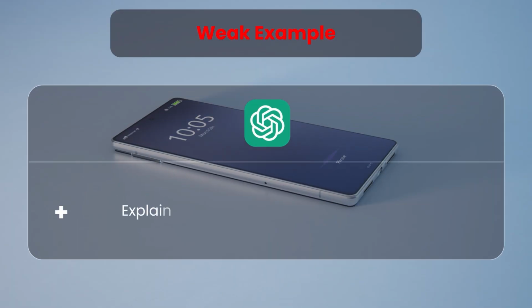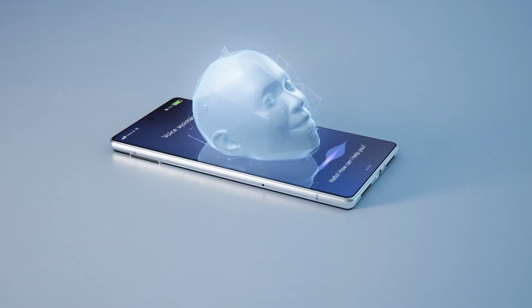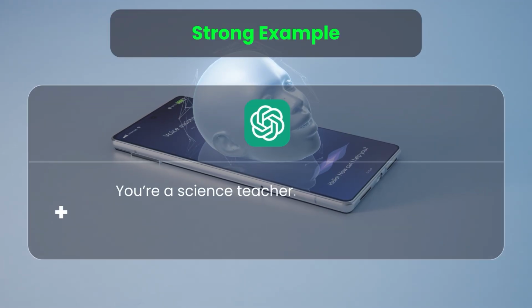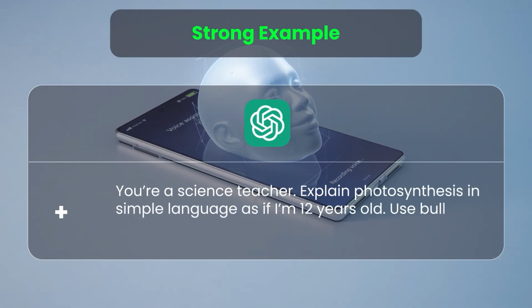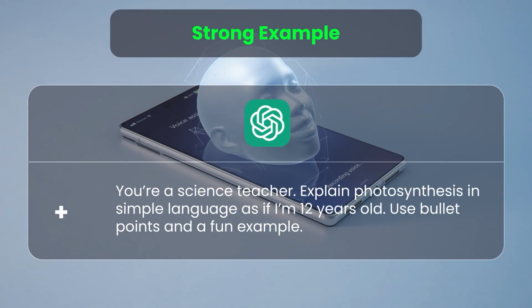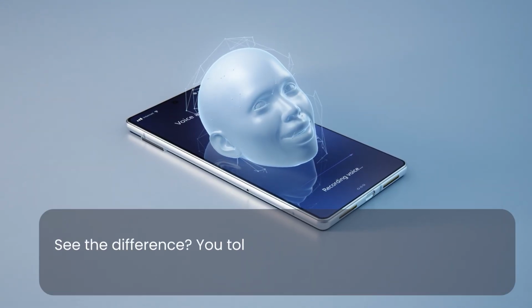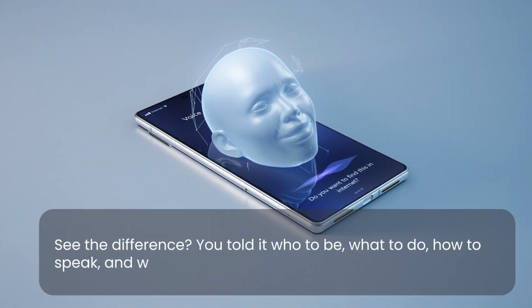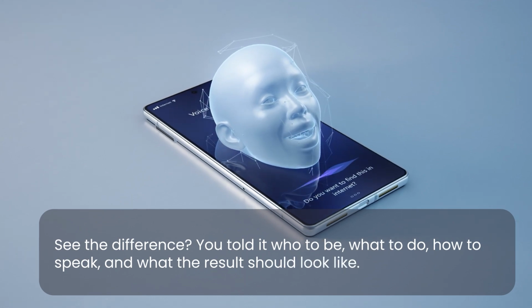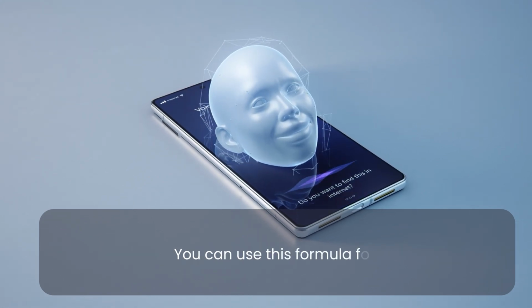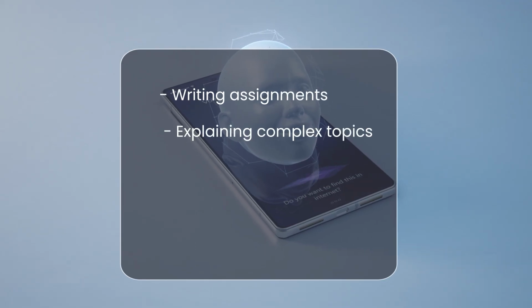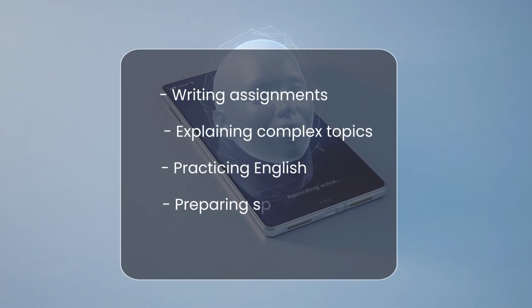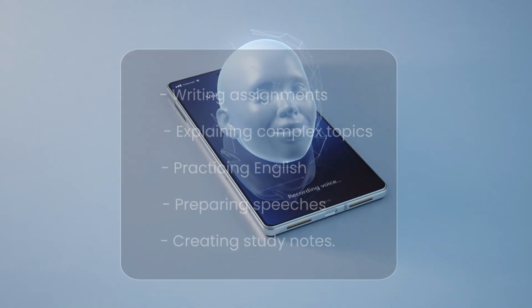For example, weak. Explain photosynthesis. Strong. You're a science teacher. Explain photosynthesis in simple language as if I'm 12 years old. Use bullet points and a fun example. See the difference? You told it who to be, what to do, how to speak, and what the result should look like. You can use this formula for writing assignments, explaining complex topics, practicing English, preparing speeches, creating study notes.